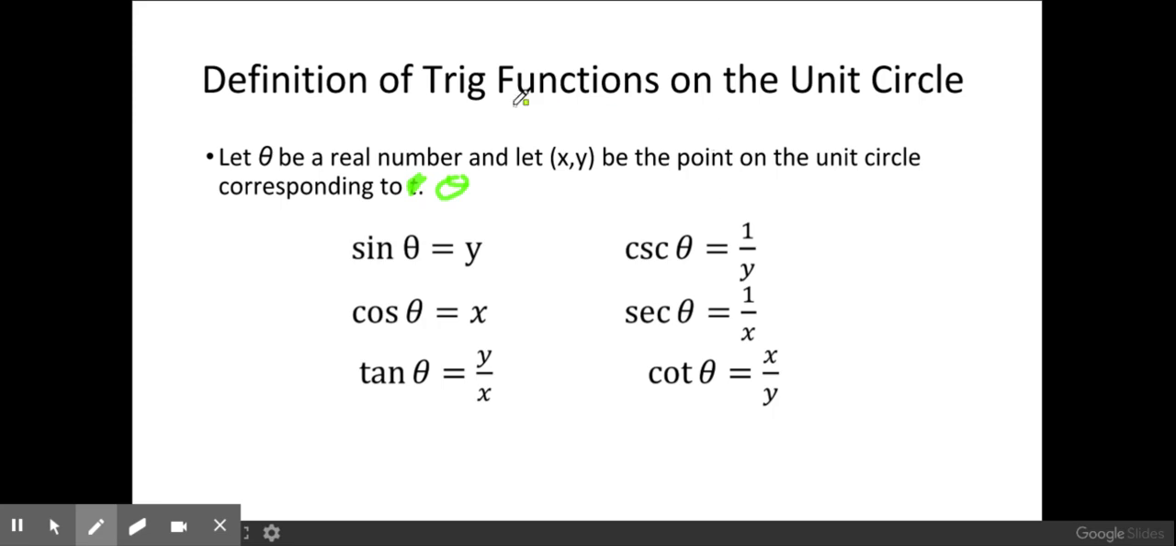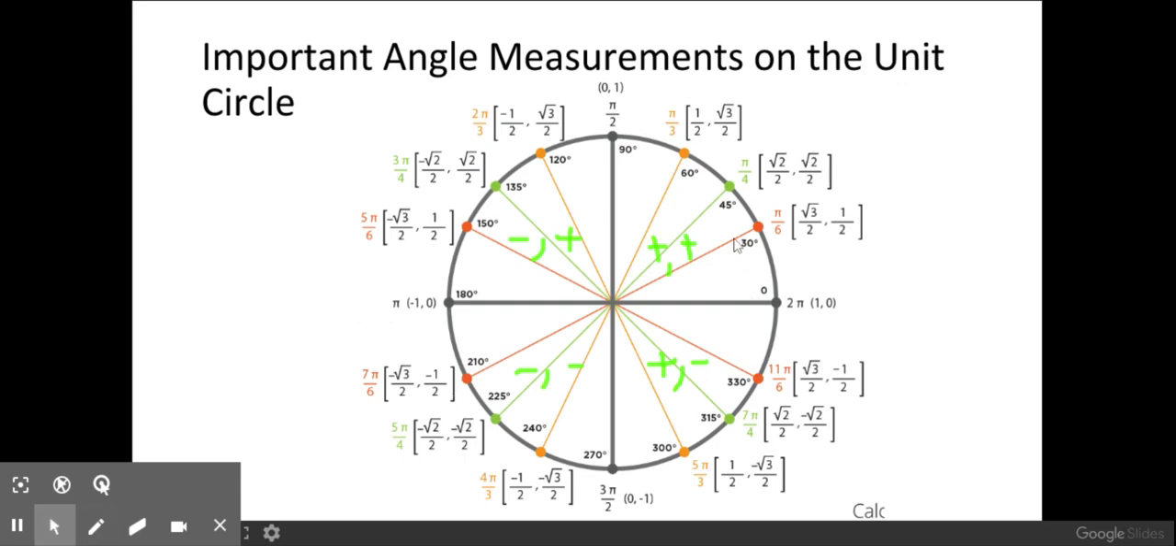So there's always a coordinate point that goes with your angle. For example, if my angle is 30 degrees, this is the x, y point. So this is x, square root 3/2, this is y, 1/2. If my angle theta is 60 degrees, this is my point. So there's always a point that goes with your angle.